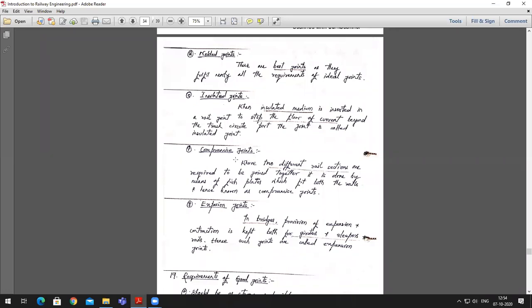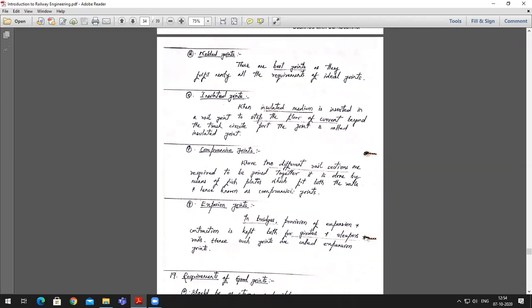Okay, now it's a very rare case. Nowadays everywhere you find flat-footed rail. This is just for your information. Okay, so where two different rail sections are required to be joined together, it is done by means of fish plates which fit both the rails and hence are known as compromise joints. So that is what it means.